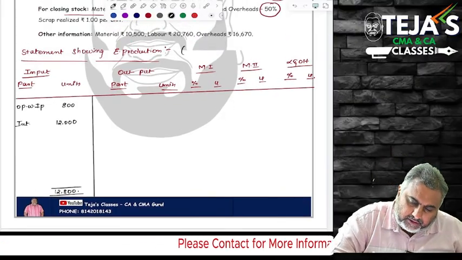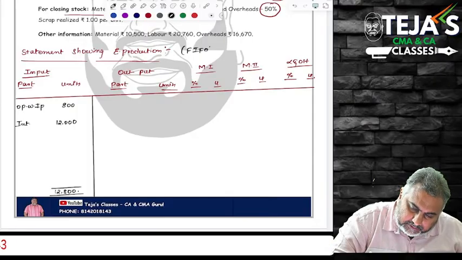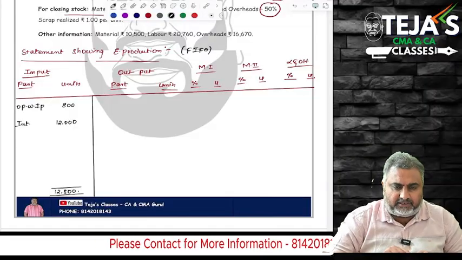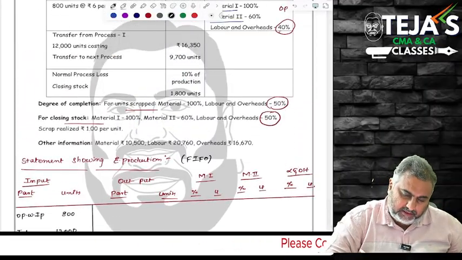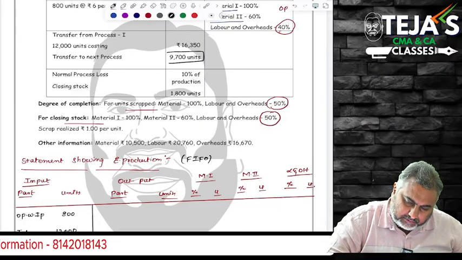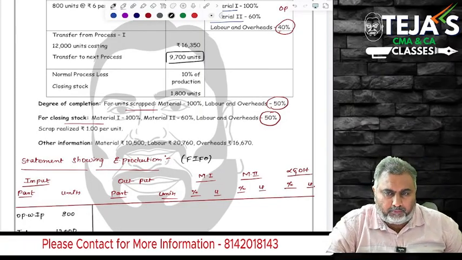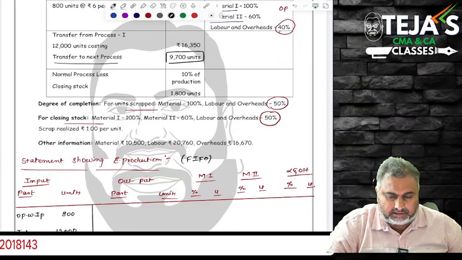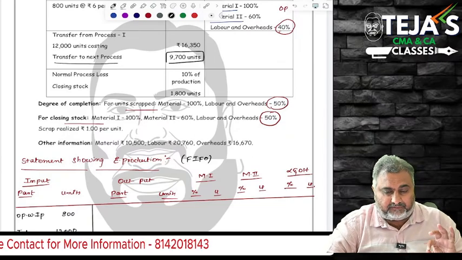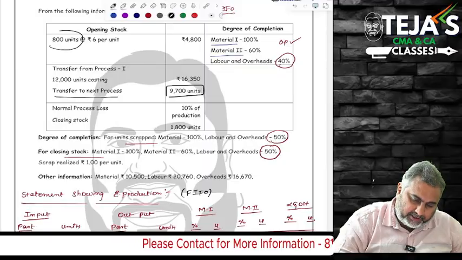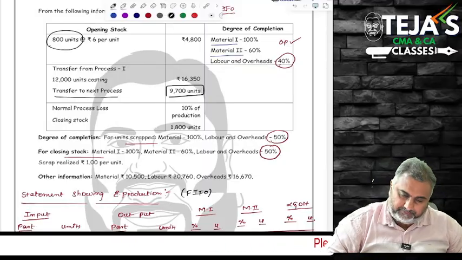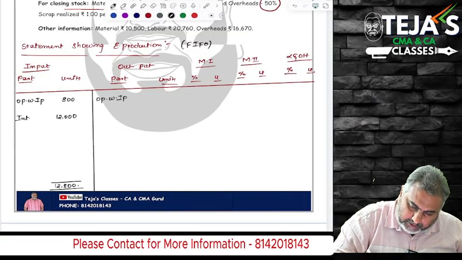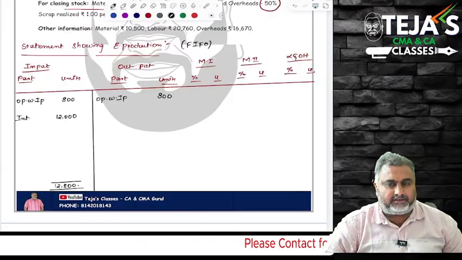Now which method are we doing? First in first out. So whenever you are doing it under first in first out, first see how many units you are transferring to the next process. Totally how many units are transferred to the next process as said in the question? 9,700 units. We have how many units of opening with us? 800 units. First we'll try to finish those 800 units, the opening work in progress.